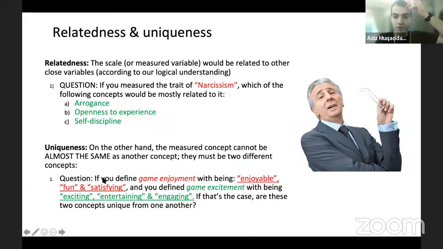Here's another example. Suppose I define game enjoyment, so I came up with this game enjoyment scale. I say it's whether the game is enjoyable, fun, and satisfying. And then another person came up with a game excitement scale. I called mine game enjoyment, and the other person called it game excitement, and it's about whether the game is exciting, entertaining, and engaging. Are those two concepts unique from one another, or do you think they're about the same or almost the same?